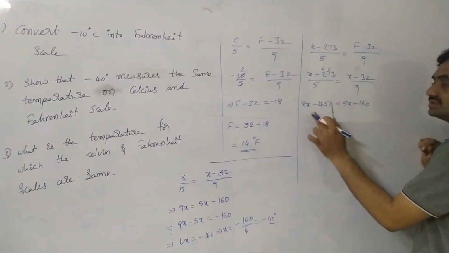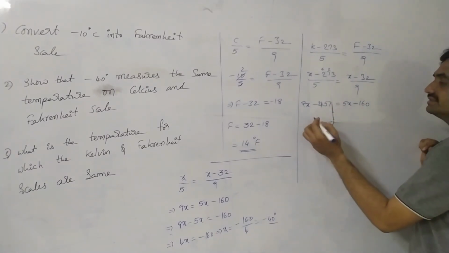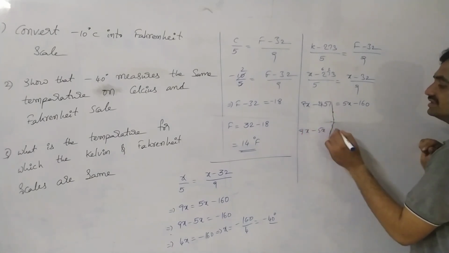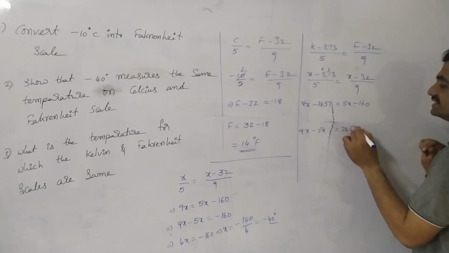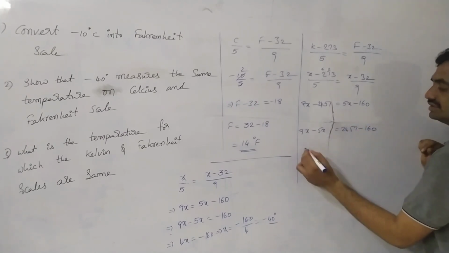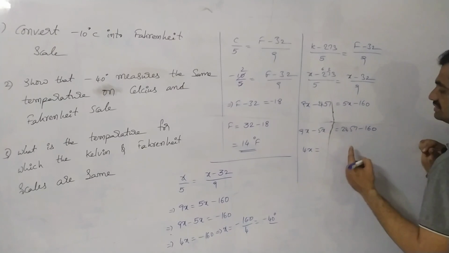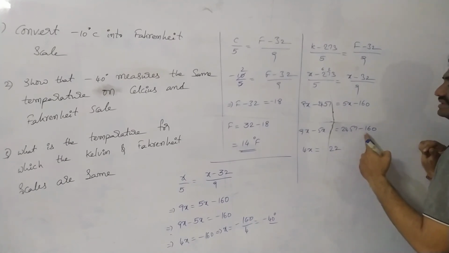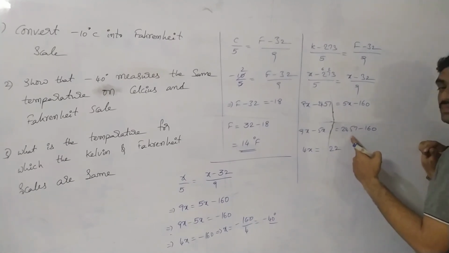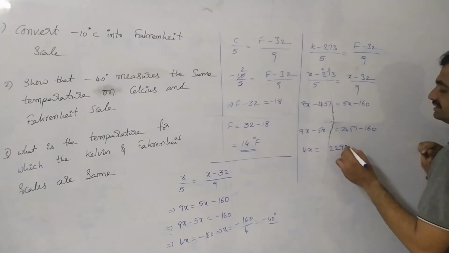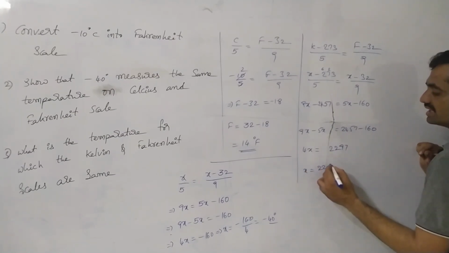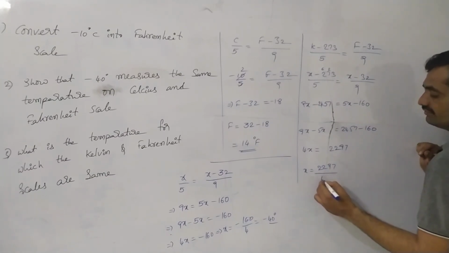So send this 5x towards this side and bring this 2457 towards this side. Observe that 9x minus 5x is equal to 2457 minus 160. So 4x is equal to 2297. So x is equal to 2297 by 4.